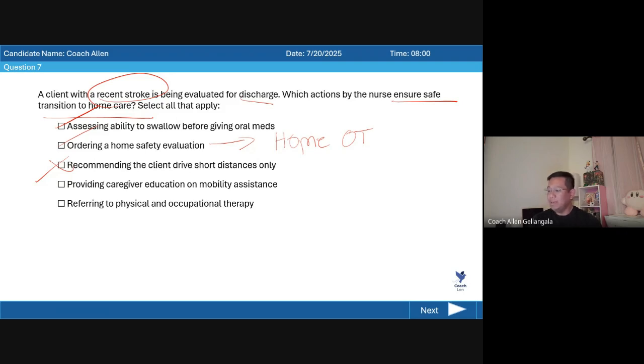Is it necessary? It is. So that's also another one. Referring to physical and occupational therapy, just like what I said a while ago, there should be continuous therapy treatment. Okay, so for my students who are on Facebook, if you were able to answer letter A, B, D, and E, you got it correctly.